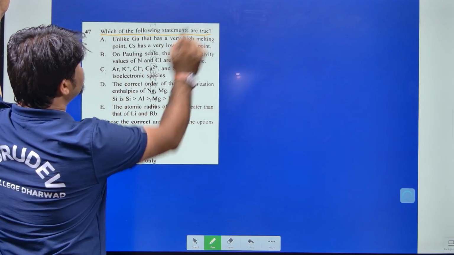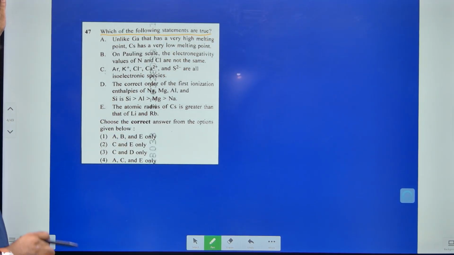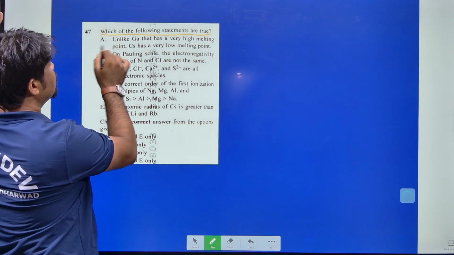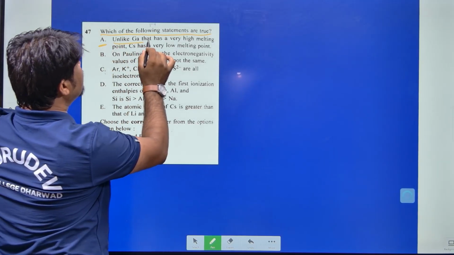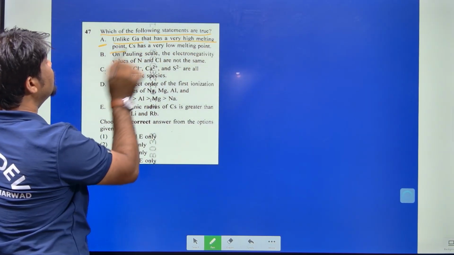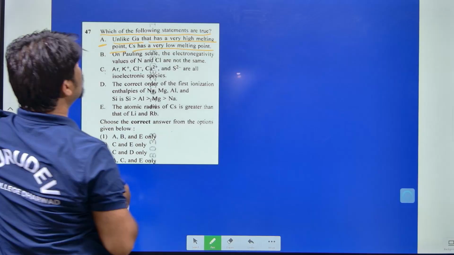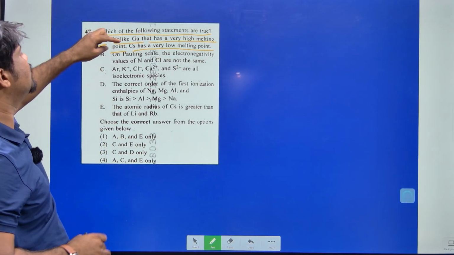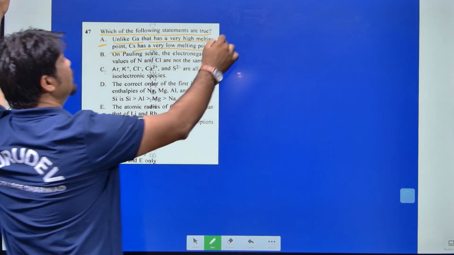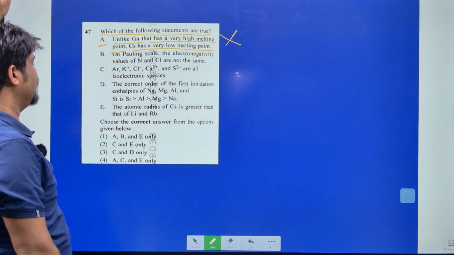Which of the following statements are true? We only need to identify the true statements. Statement A: unlike gallium that has a very high melting point, cesium has a very low melting point. Actually, cesium should have a high melting point. The statement 1 is incorrect.